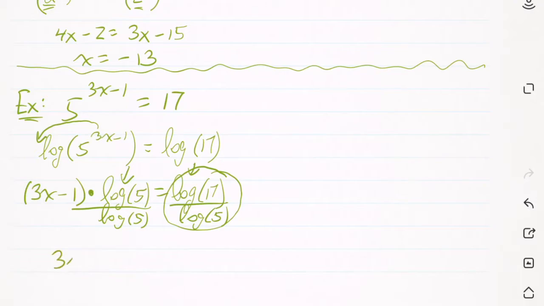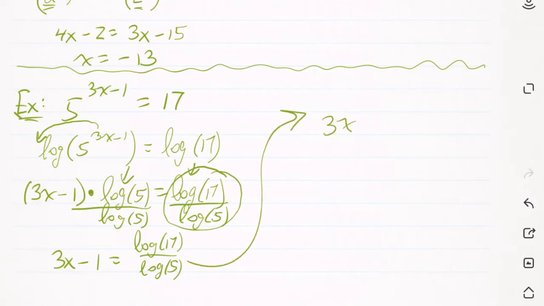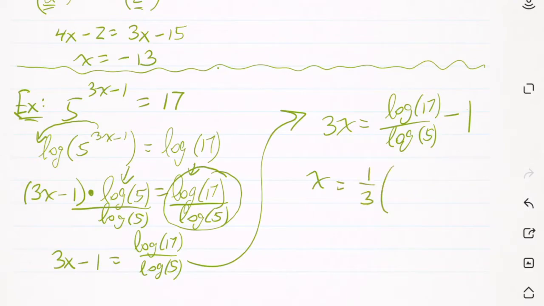So that would leave us 3x minus 1 is equal to log of 17 over log of 5. And then we're going to add 1 and divide by 3. So in the end, we're going to have 3x is equal to this ugly number. And I'm keeping it here so I don't have any rounding error whatsoever. These are exact notation so far. And then divide by 3. And this, or probably better yet, multiply by 1/3. So this would be 1/3 of log of 17 divided by log of 5.